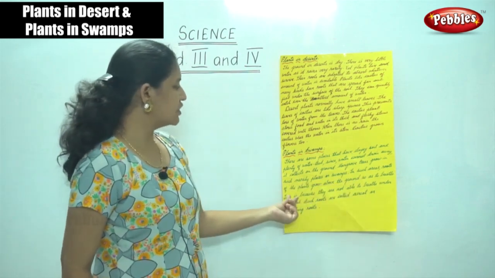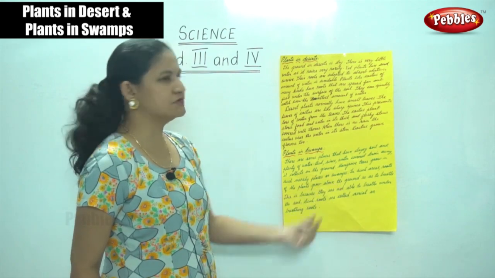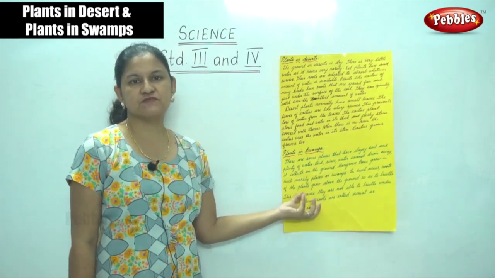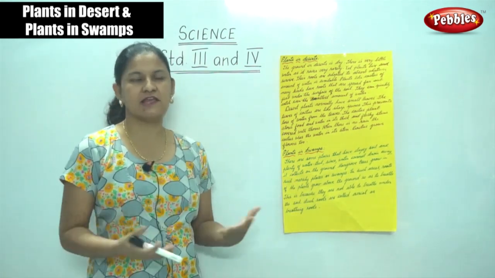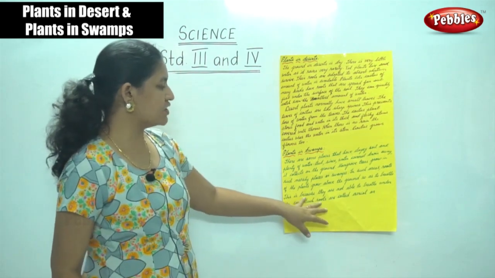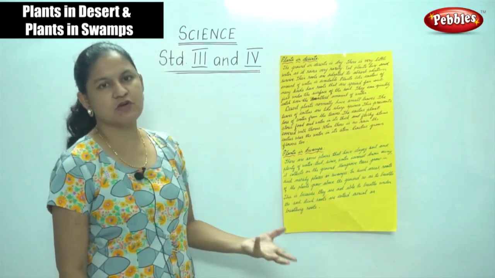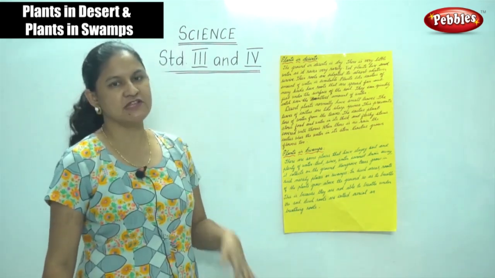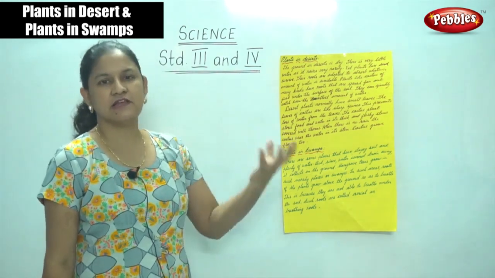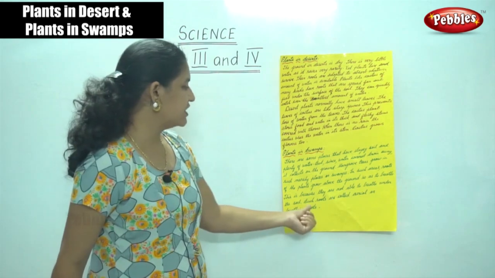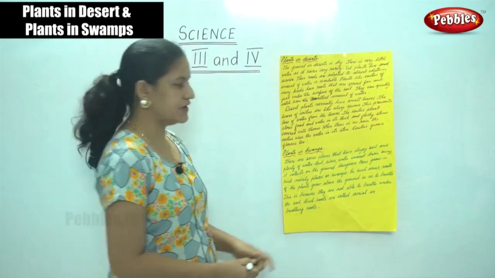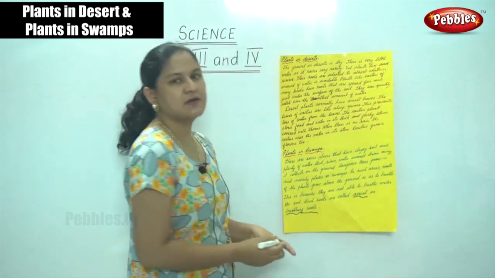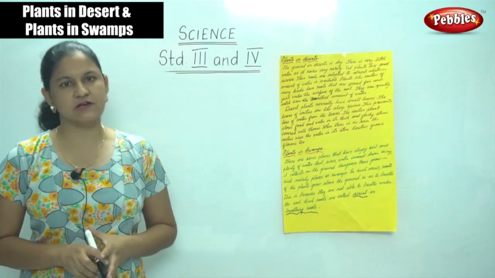In such areas, roots of the plant grow above the ground so as to breathe. So in the case of these plants, the roots grow above the ground so that they can breathe. This is because they are not able to breathe under the soil. Because of the presence of excess water in these areas, the roots are not able to breathe if they are underground, so they grow above the ground. Such roots are called aerial or breathing roots.